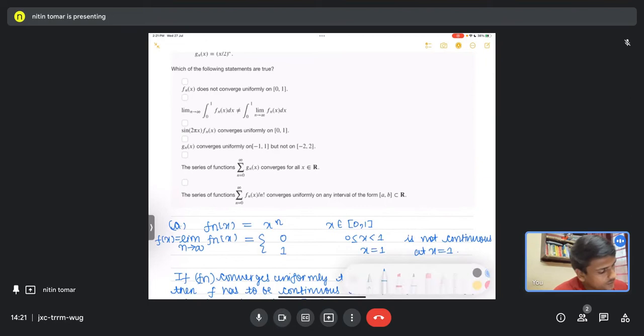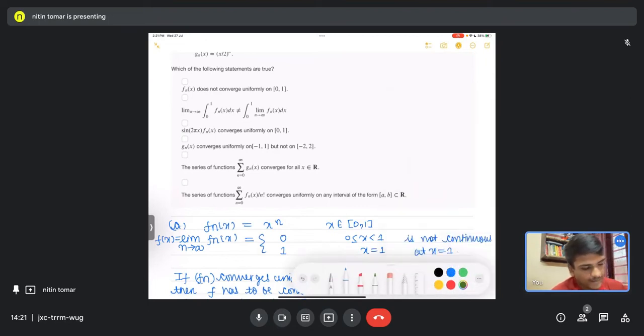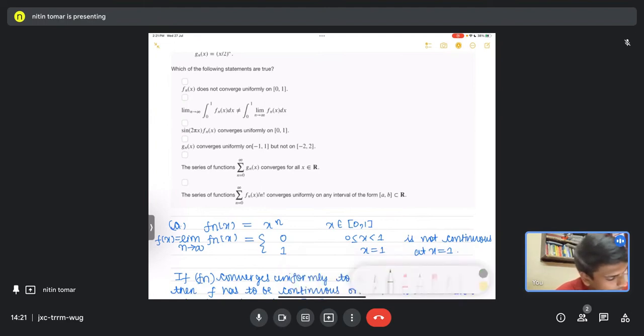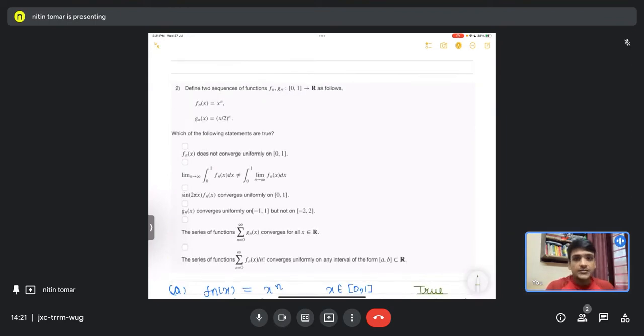So fn(x) does not converge uniformly on [0, 1]. This statement is true. Why? Because we know that each fn(x) is given by x^n, so it is a sequence of continuous functions on [0, 1]. So if it converges uniformly to some function, let's say f, then that f has to be a continuous function.